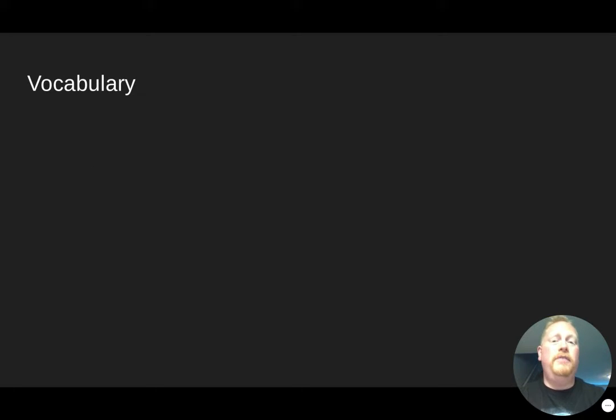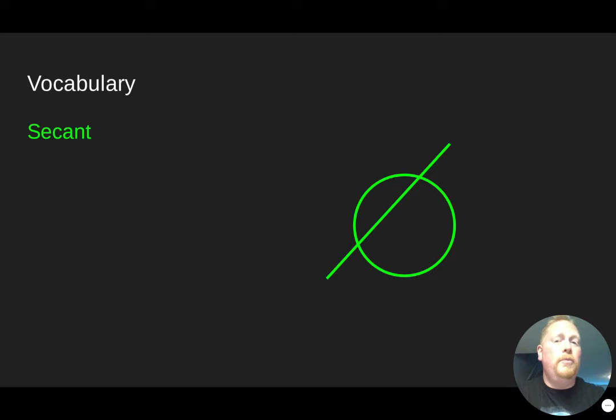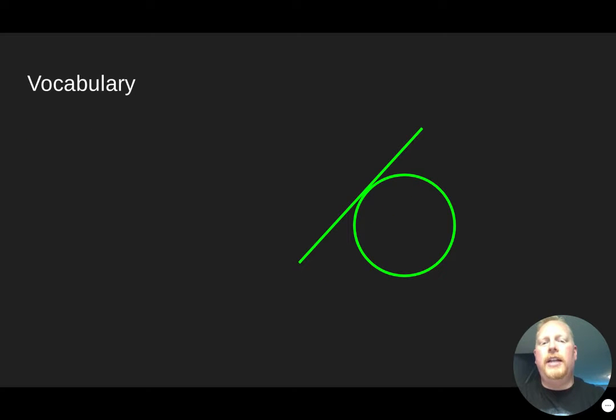So let's start off with a little bit of vocabulary. First off, let's say we have a circle here, and then we have a line. Together, that makes a line and a circle. But what if I move that line a little bit so that it goes through the circle? A line that goes through the circle is called a secant, which we'll talk more about later. But what if I move that line again so that it's just barely touching the circle? That line is called a tangent. And that's what we're going to focus on today, tangent lines and circles.